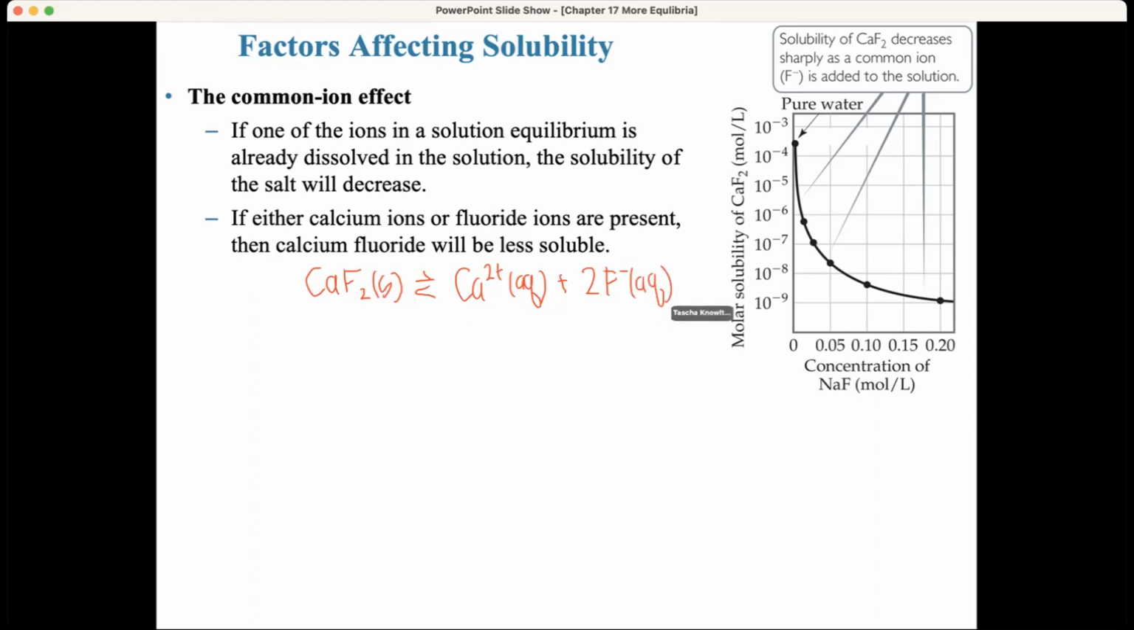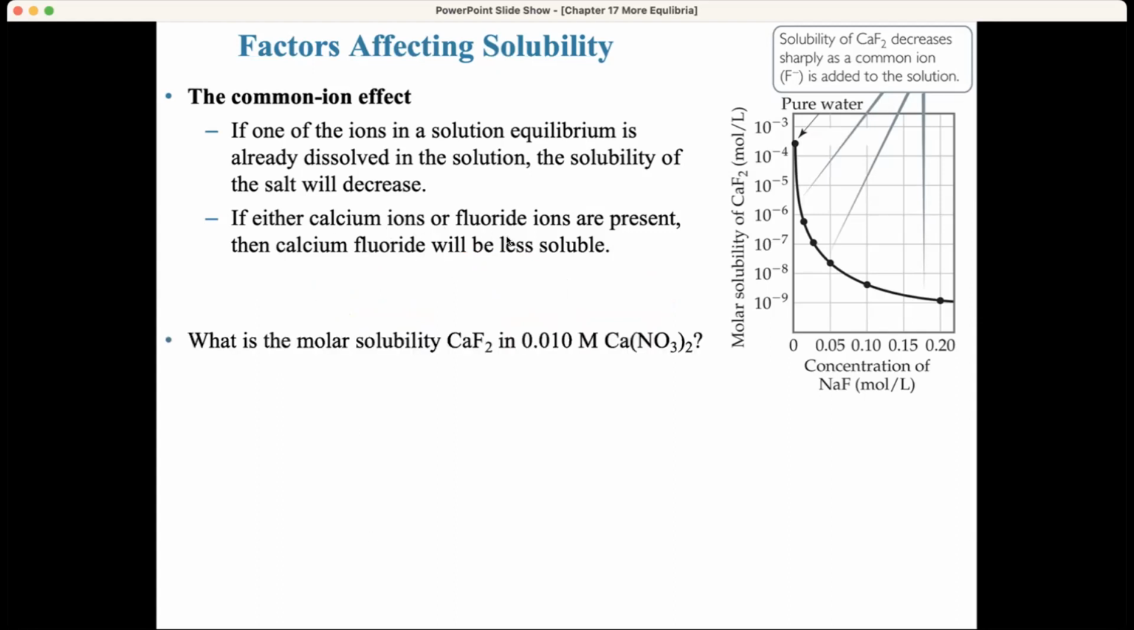If I add a bunch of, okay, I've dissociated, right? I have my X and 2X, and I found out how much I make. If I was to add a bunch of fluoride for my initial, think Le Chatelier's principle. If I have a bunch of this, I'm going to shift, so I'm actually going to get less. If I have a bunch of fluoride that I added, I'm now going to get less calcium dissociated than it would have originally. So if I have either calcium or fluoride, the whole thing will be less soluble.